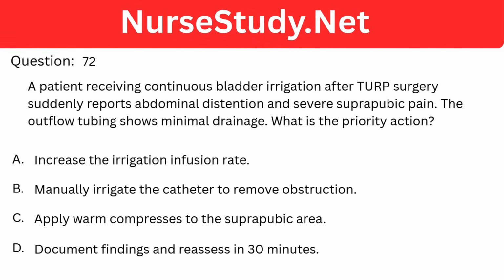Question 72. A patient receiving continuous bladder irrigation after TURP surgery suddenly reports abdominal distension and severe suprapubic pain. The outflow tubing shows minimal drainage. What is the priority action? A. Increase the irrigation infusion rate. B. Manually irrigate the catheter to remove obstruction. C. Apply warm compresses to the suprapubic area. D. Document findings and reassess in 30 minutes.